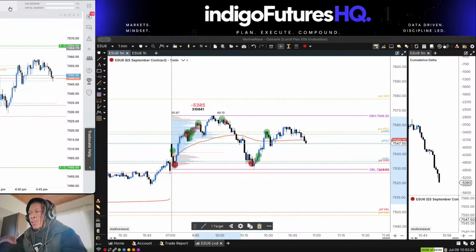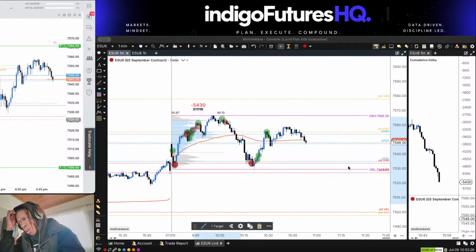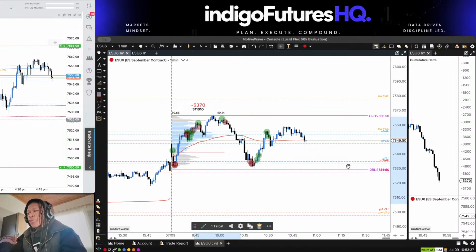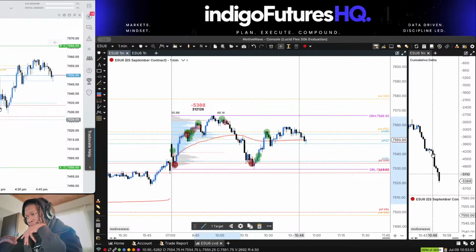But yeah, we're below VWAP right now. What would a normal person do? Get out of the position? Below VWAP and a retest of the overnight point of control. We could chop here for a little while. Our CVD is going crazy. Our CVD just dropped.